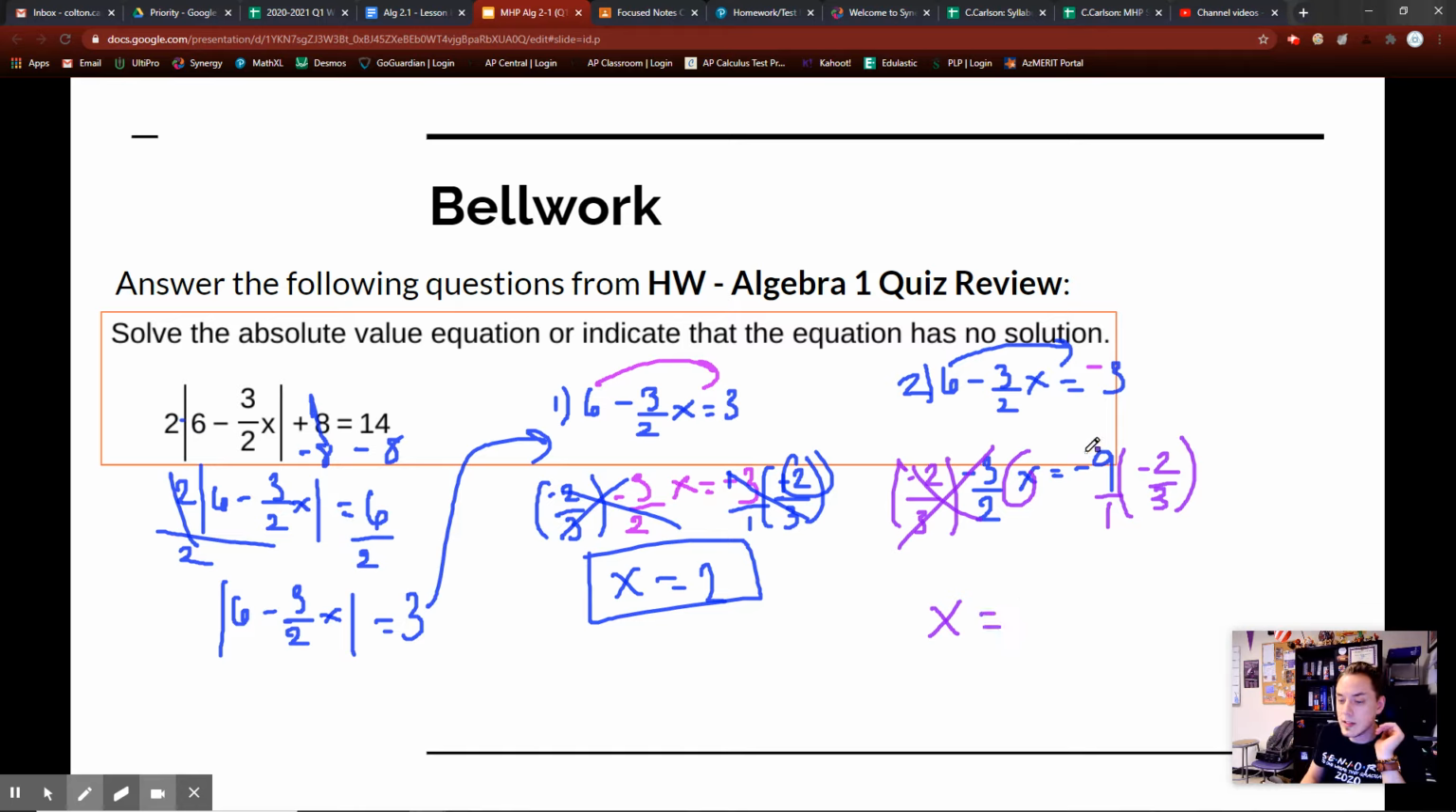Now, what happens here? Well, this is divided by 3. So 3 divided by 3 is 1. 9 divided by 3 is 3. And those negatives still become a positive. So what am I left with? Just 3. Boom.